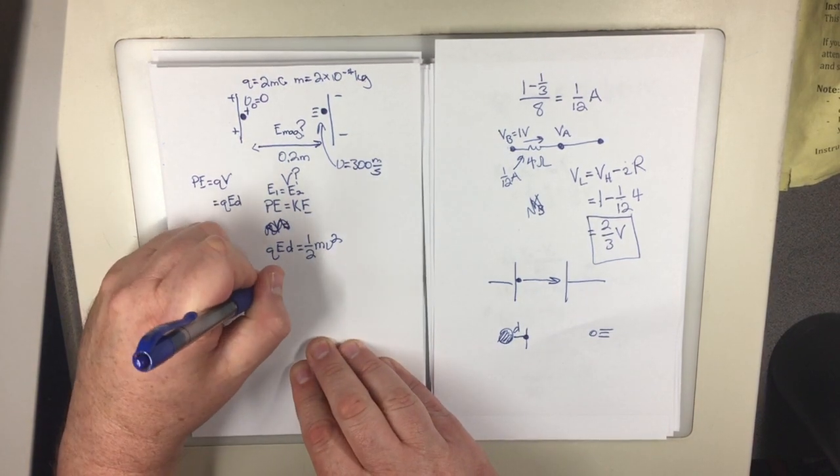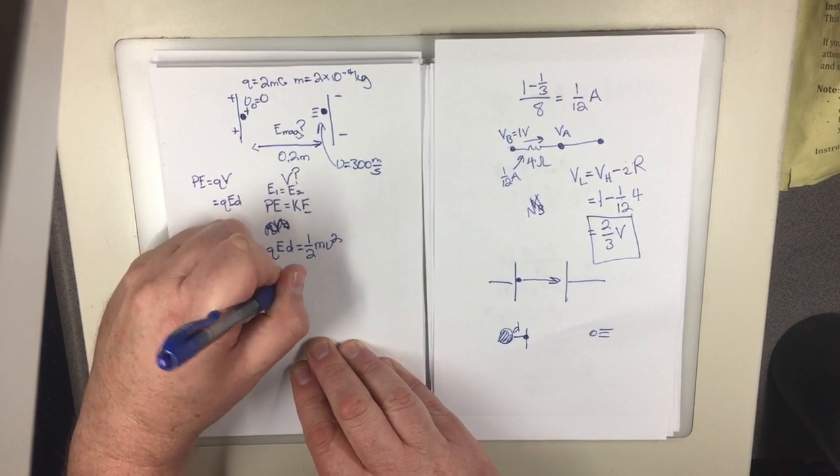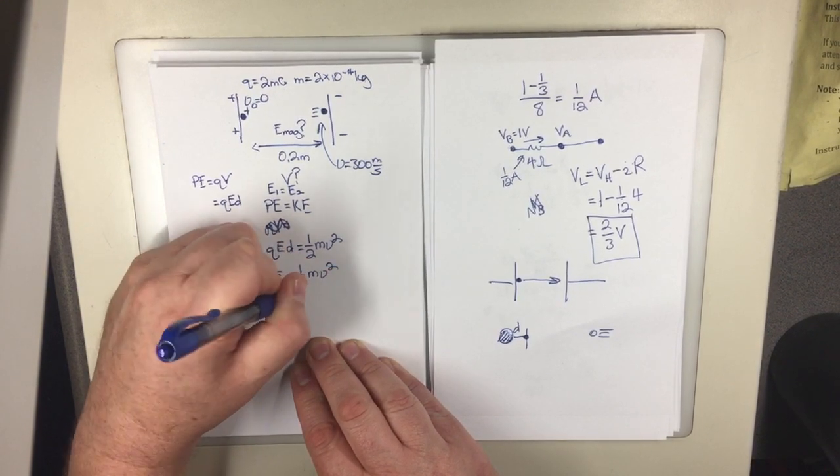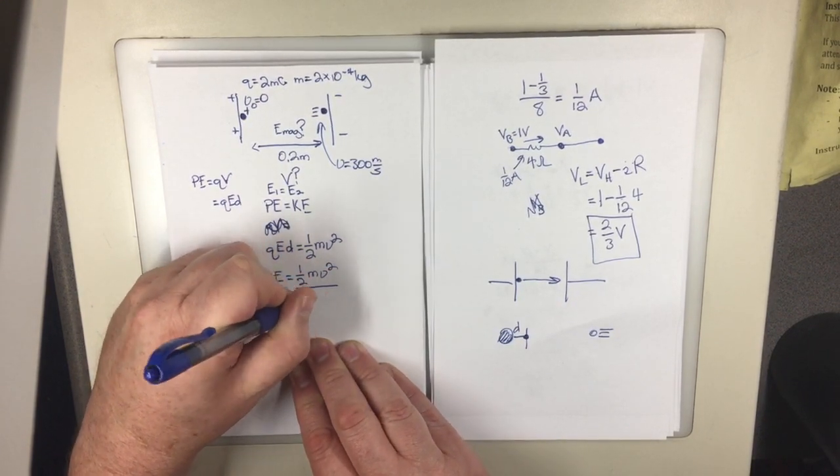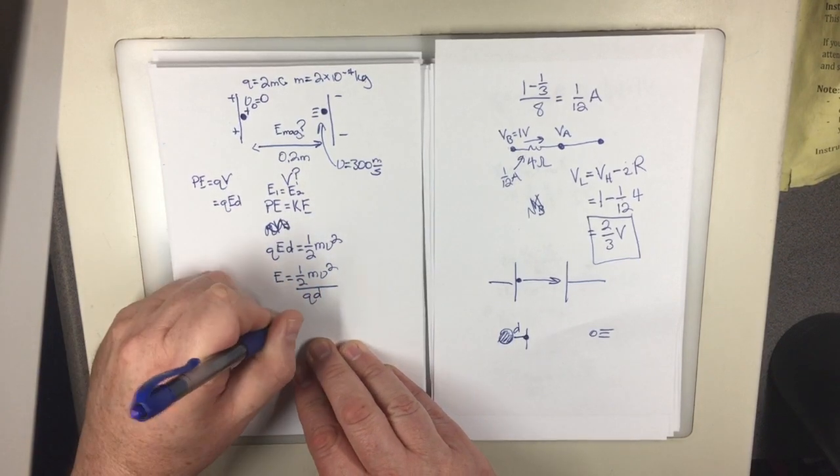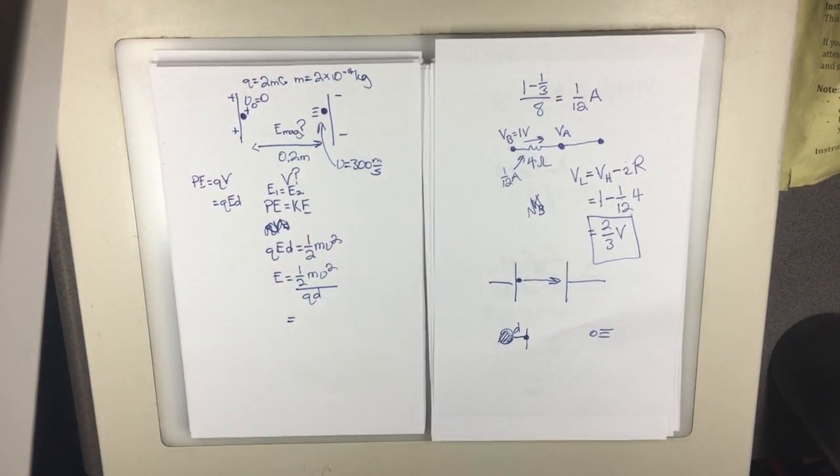So I have everything. E is equal to 1/2 mv squared over QD. And when looking at all these problems, I sit there and go, well, these are kind of on the easy side.